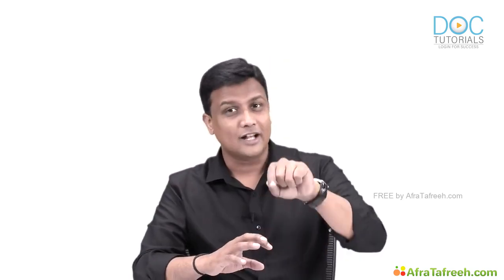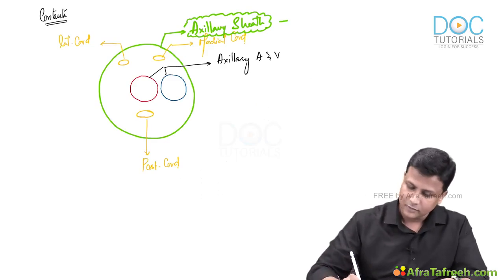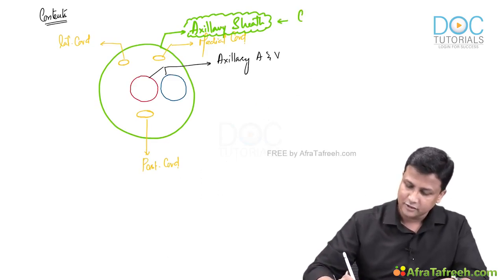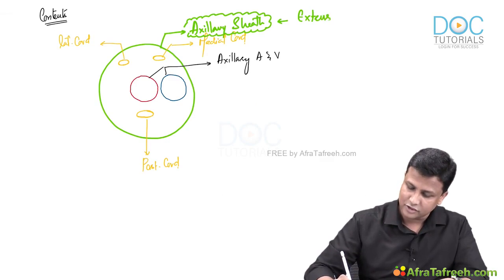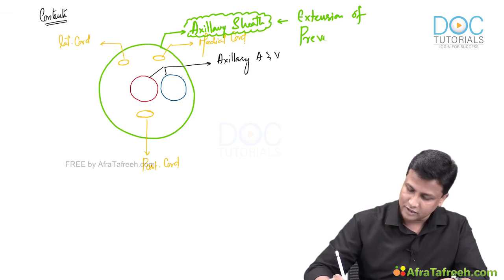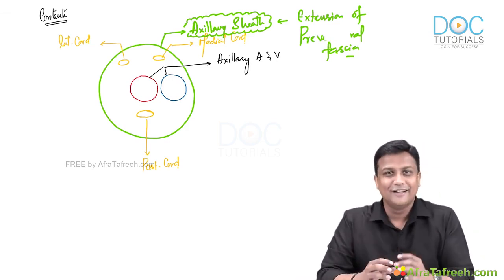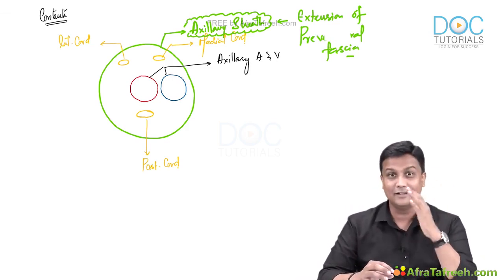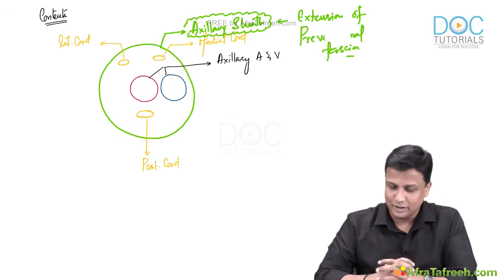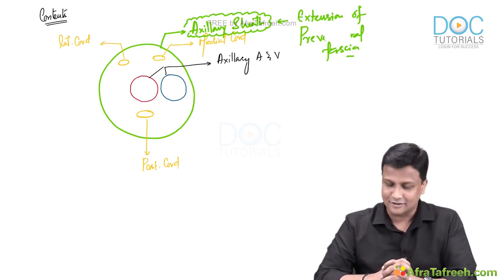Question that was asked in the exam: axillary sheath is actually the extension of which fascia here? So remember, my dear doctors, what is this axillary sheath here? It is the extension of prevertebral fascia. Awesome. So that's how we have to correlate the head and neck part with the upper limb part, sir. So prevertebral fascia will actually extend as axillary sheath.